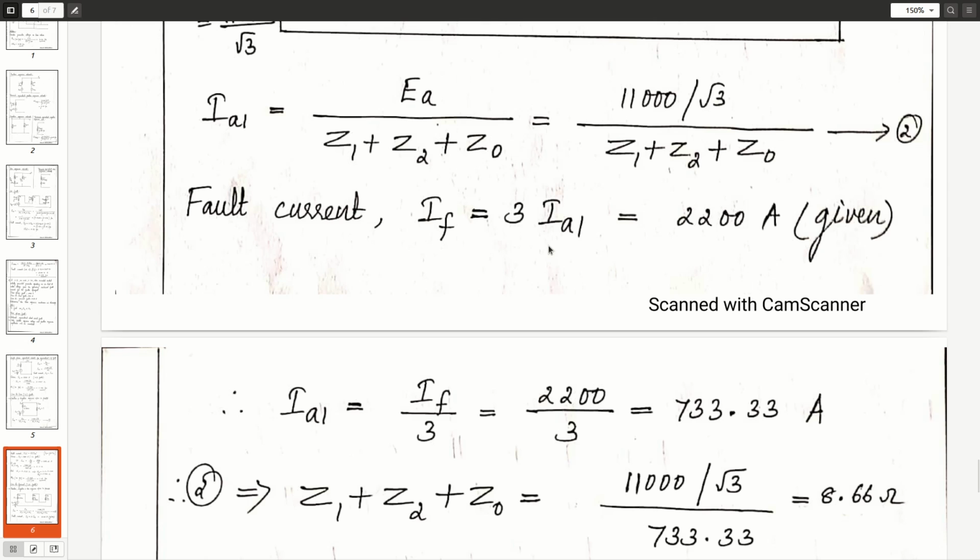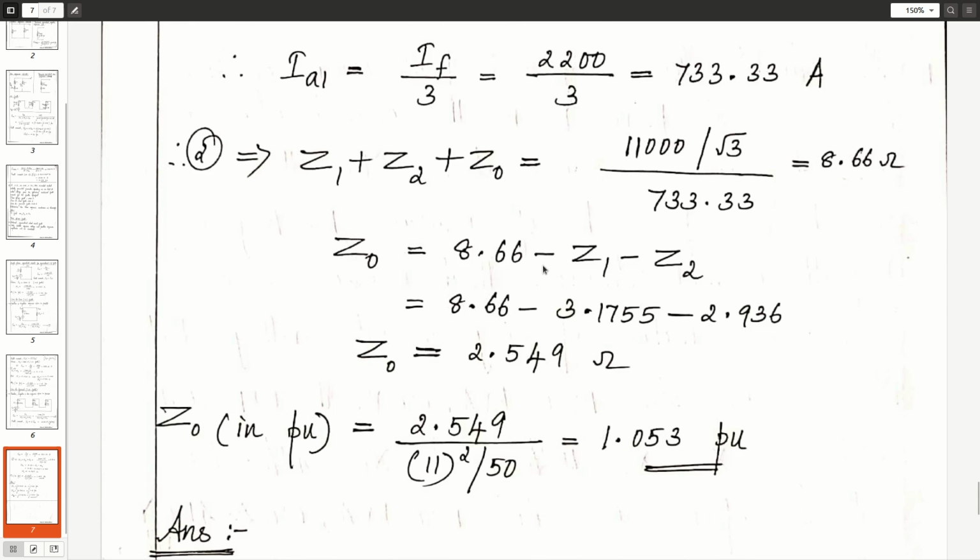Given fault current for LG fault is 2200 ampere. That is IF is equal to 3 IA1 is equal to 2200 ampere. Therefore, we write IA1 is equal to IF by 3, 2200 by 3, which is equal to 733.33 amperes. So from equation 2, we have Z1 plus Z2 plus Z0 is equal to 11,000 by root 3 divided by 733.33, which is 8.66 ohms. Therefore, Z0 is equal to 8.66 minus Z1 minus Z2, which is 2.549 ohms.